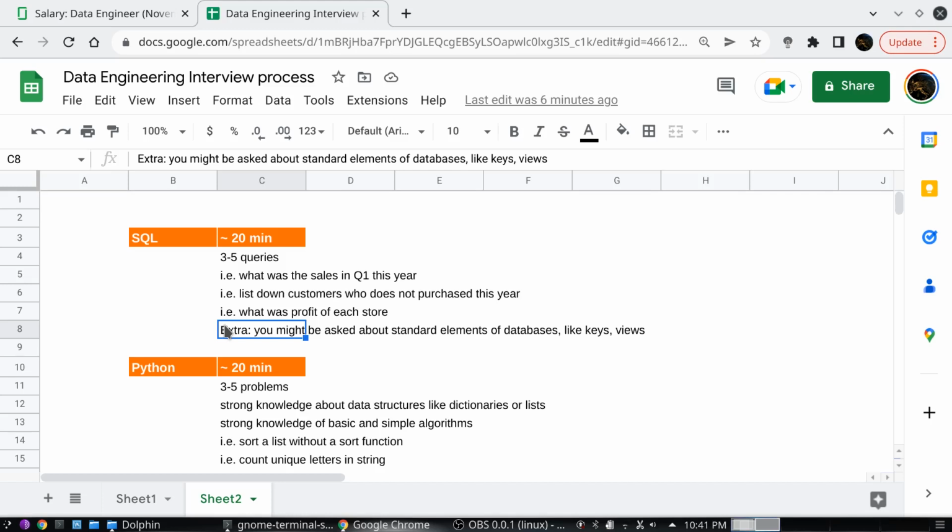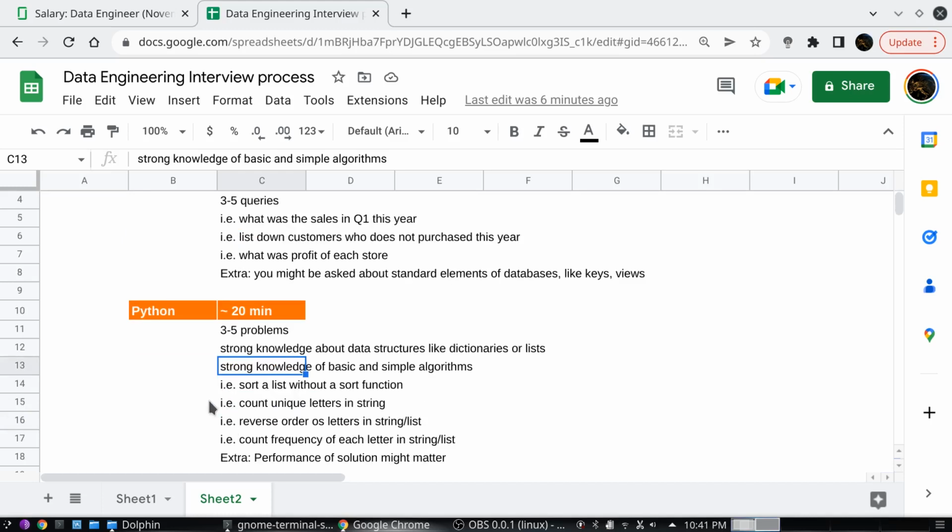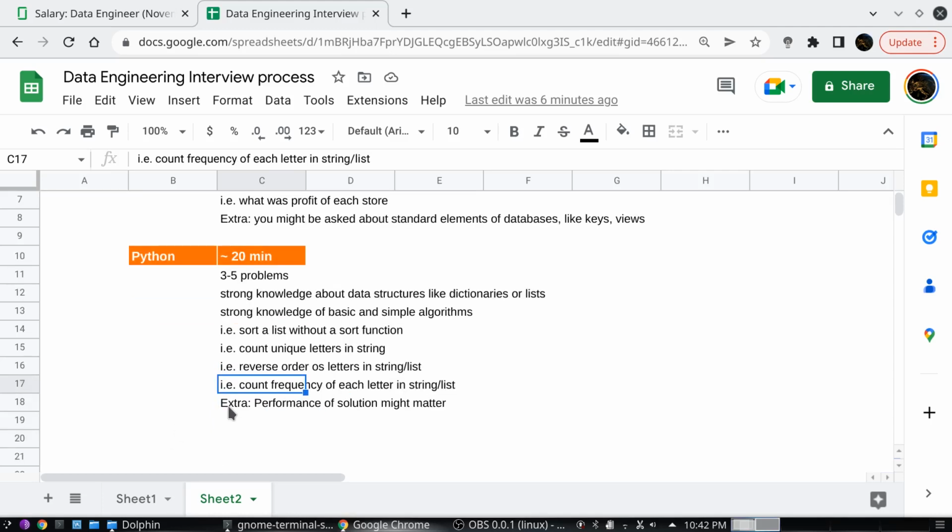When it's about Python, time will usually be similar, and again 3 to 5 problems to solve, where they will try to check your knowledge about data structures, basic things, dictionaries, lists, and basic and simple algorithms, nothing sophisticated. Types of problems you can see in such an interview will be: sort a list without a sort function, count unique letters in a string, reverse the order of letters in a string, or count the frequency of each letter in a string with a dictionary. And as an extra, depending on the company, they may pay attention to performance.